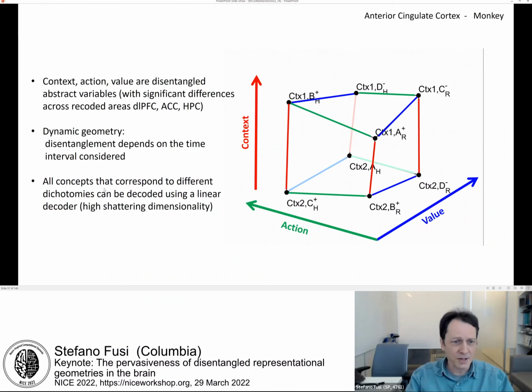They are dynamic, as I said, and in all the areas, we always see this very high shattering dimensionality. So that's something you will not be able to highlight in these low dimensional projections. But if you look at the original high dimensional space, and all the analysis that we have done is in the original high dimensional space, you can actually realize that the points can be separated in any way you like.